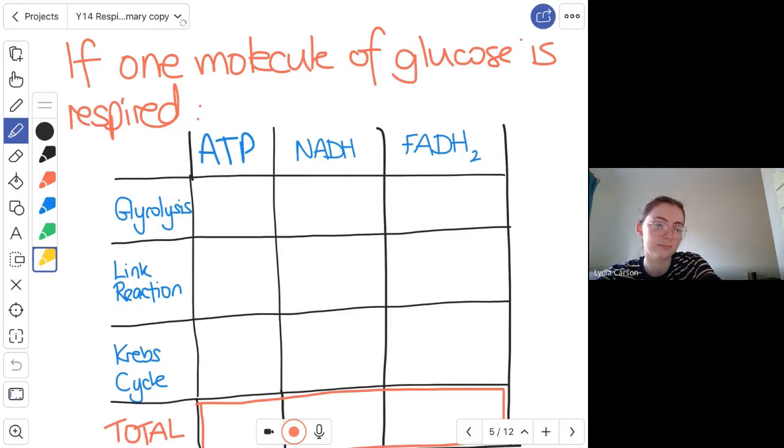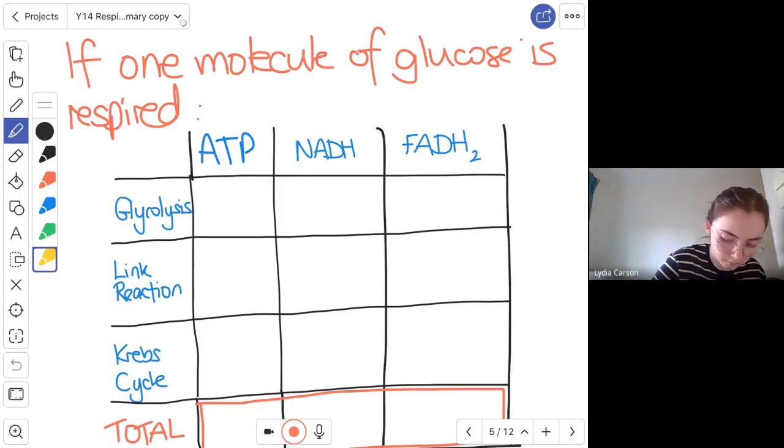Now, here's a table I produced earlier. What I want you to do is just get a scrap of paper and work out how many ATP, NADH, FADH2 molecules are produced at each stage, and then total them up at the bottom there. So if we start off with 1 molecule of glucose, just write in a number, and there's going to be zeros or dashes in some of the boxes, but put a number where it's relevant. Okay, so I'll give you a couple of minutes just to do that.